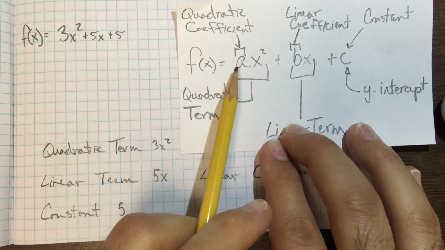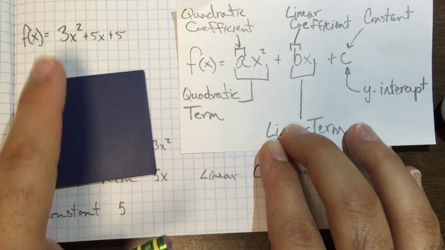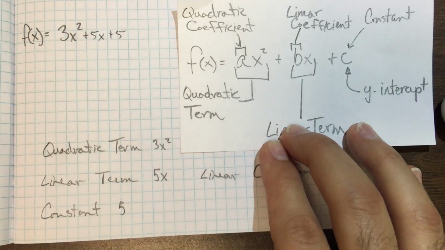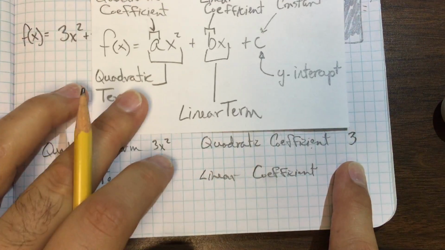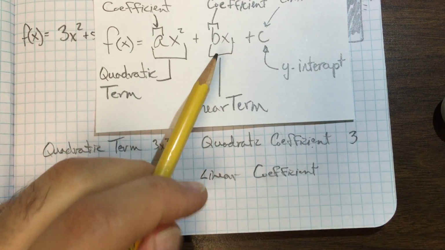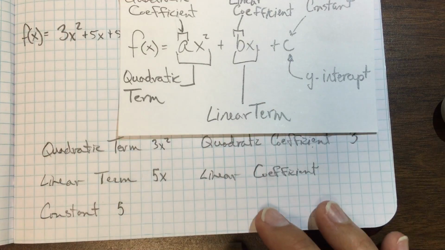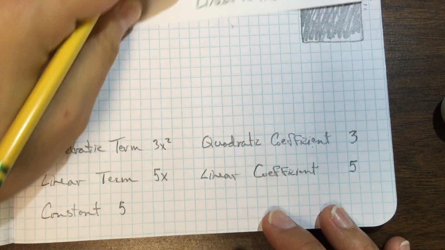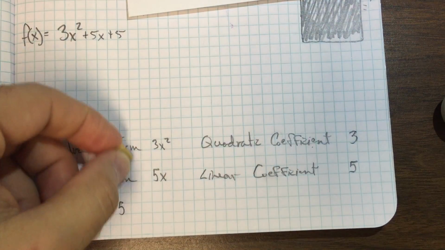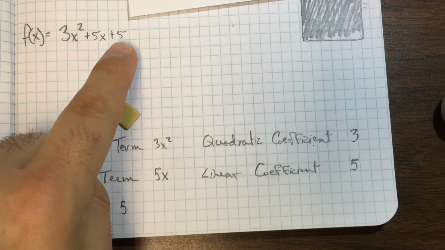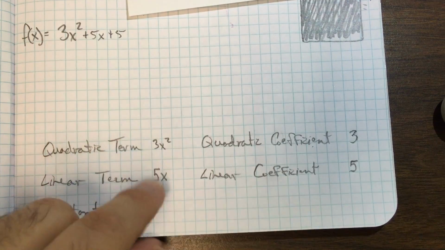Now, we also need to know the coefficients. How many x squareds did I have? How many of these x squareds were in this equation? I have 3. So I'm going to write 3. This is the quadratic coefficient. It's the number of x squareds. And then how many x's did we end up having? We had 5. And then the constant is a little bit tricky because it's both a term and a coefficient. So the constant is 5 because there were 5 ones.